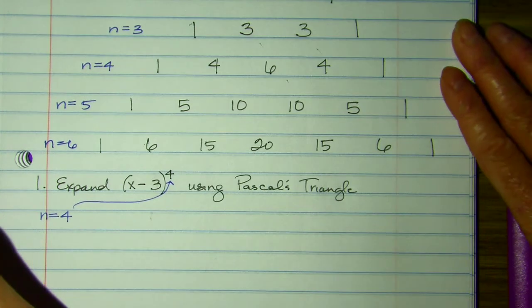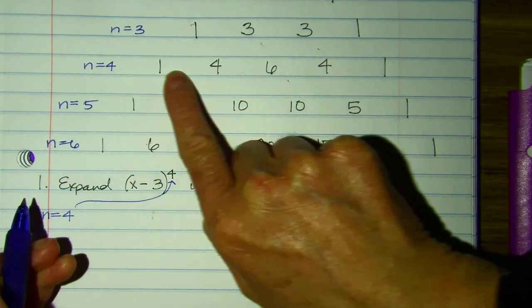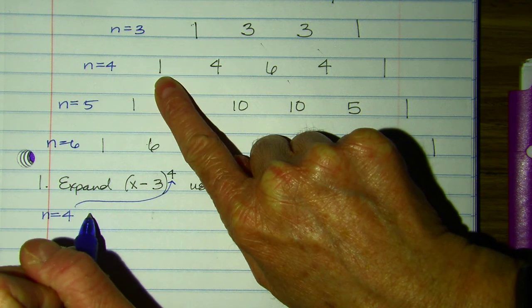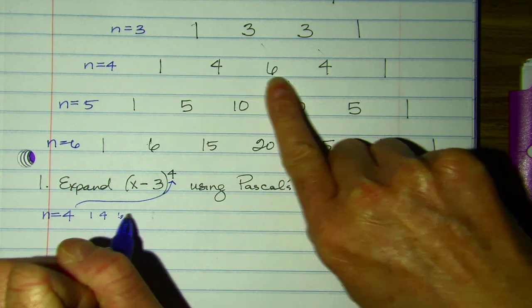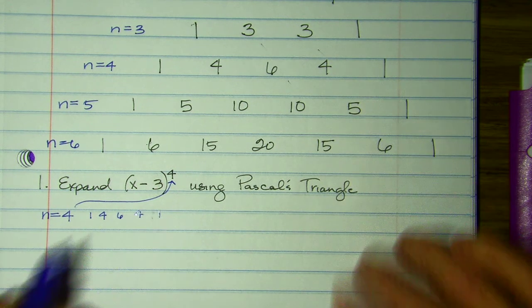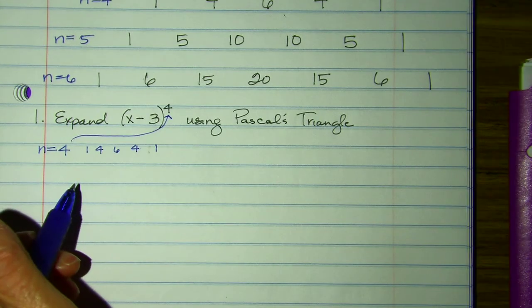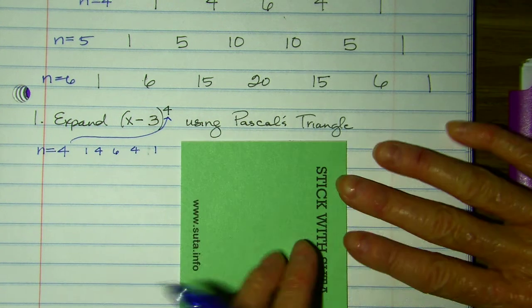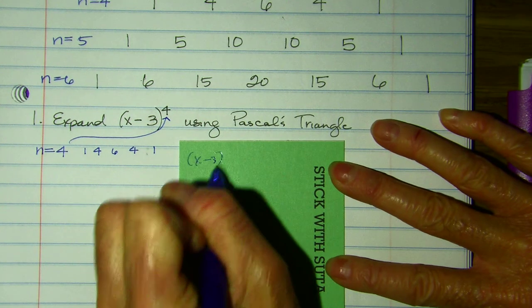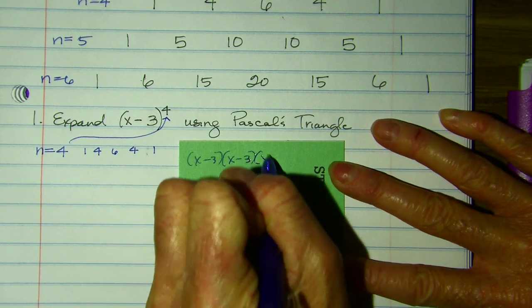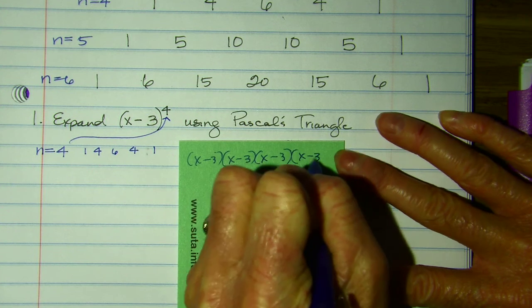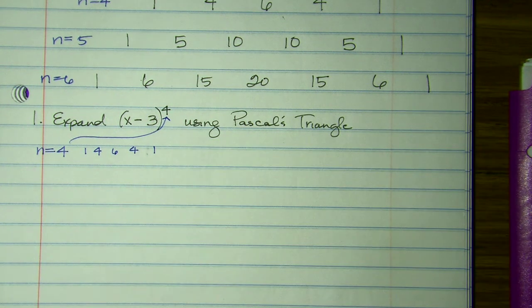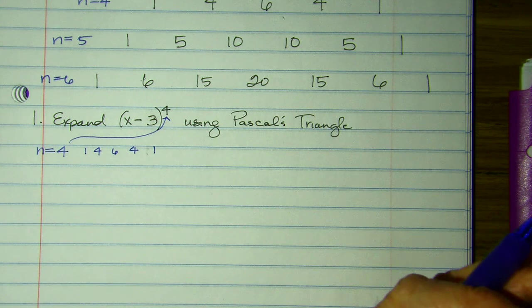So I'm going to go up to Pascal's triangle and I'm going to copy that row. So from Pascal's triangle, I'm going to copy those numbers. So 1, 4, 6, 4, 1. And I'm going to use those. So remember, what I'm doing right now is a shortcut. Otherwise I would have to write x minus 3 times x minus 3 times x minus 3 times x minus 3, and then I would have to do 2 at a time, these two, then this one, and it's a lot of work. So this is supposed to be an alternative method.